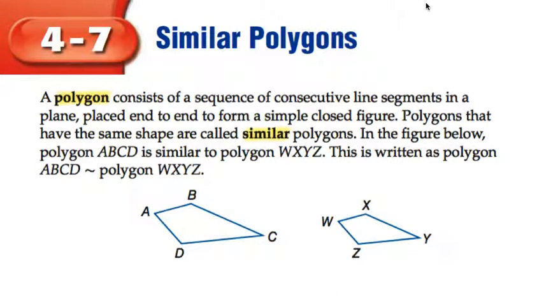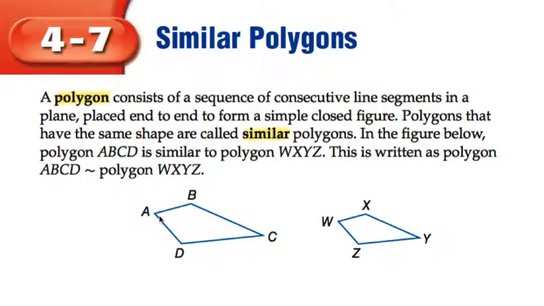Well, welcome back. Today's lesson is going to focus on more of a geometry topic. We are going to talk about similar polygons. So some of the things you need to know is what is a polygon and what does it mean to be similar? Well, a polygon is a sequence of consecutive line segments in a plane, and when you place them end to end, they form a closed figure.